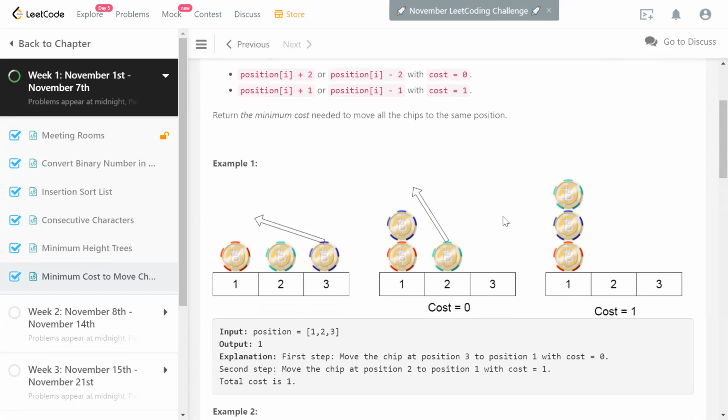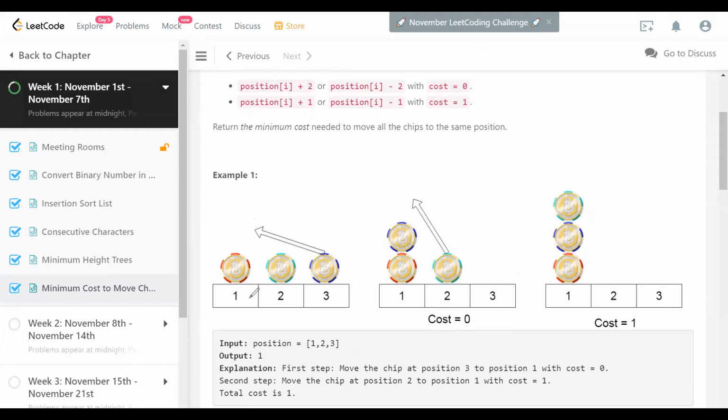And so let's take an example here to understand. In this case, there are three chips at positions numbered 1, 2, and 3, and we can move the chip at position 3 to position 1. That is going to cost 0 actually. And then we have two chips at position 1 and one chip at position 2. The one at position 2 can be moved to position 1, and that's how the overall thing costs 1, right? So it's a very simple example.